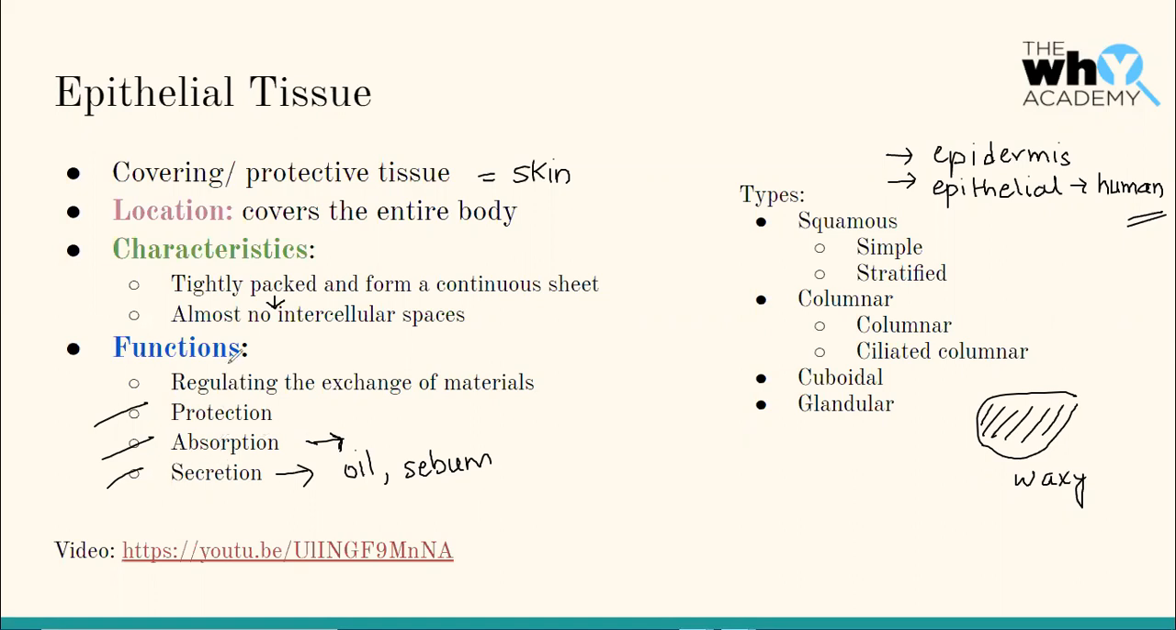So that would be secretions, and the main important one here would be regulating the exchange of materials. Whatever enters inside the body, I'm not saying what we eat, right? I'm saying topical application or through the skin. Anything which enters through the skin, right? Suppose this is your hand.